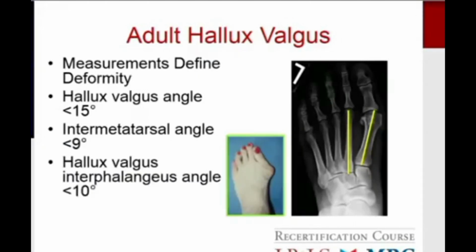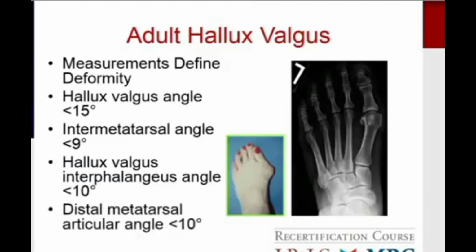Hallux valgus interphalangeus angle measures the tilt of the great toe in isolation, only important for looking to perform a subtle correction at the end of this operation, such as an Akin osteotomy. And finally, we look at something that's more common now, something not thought about 15 or 20 years ago, and that's the distal metatarsal articular angle. That angle is done to measure the slope of the first metatarsal head.